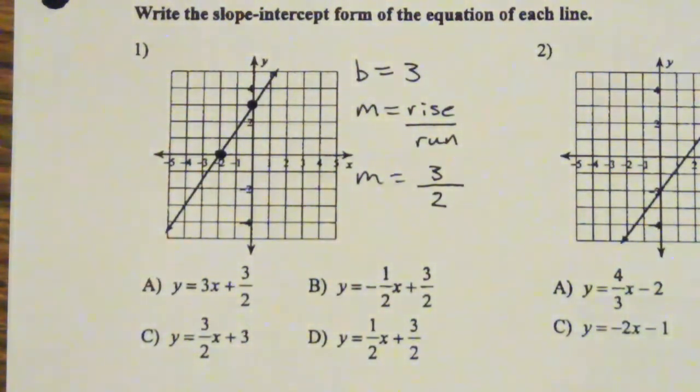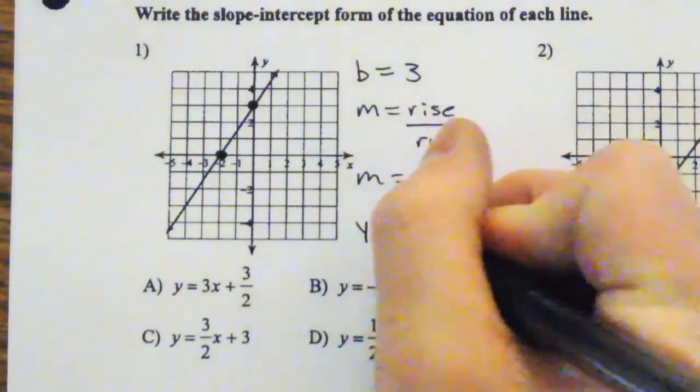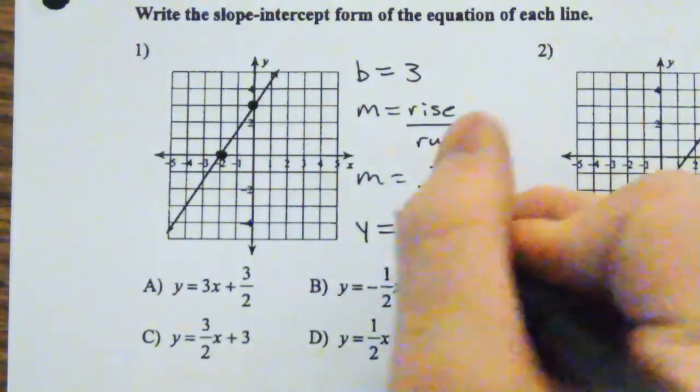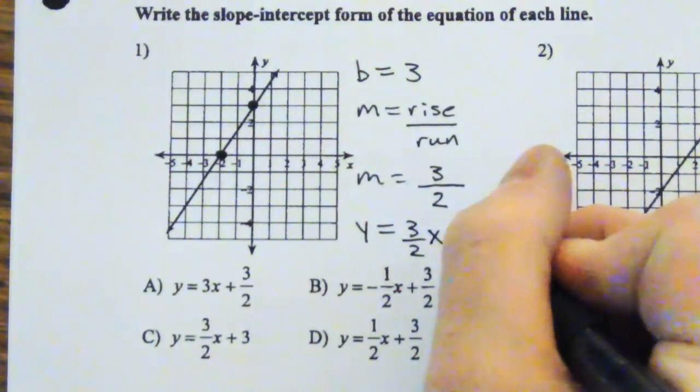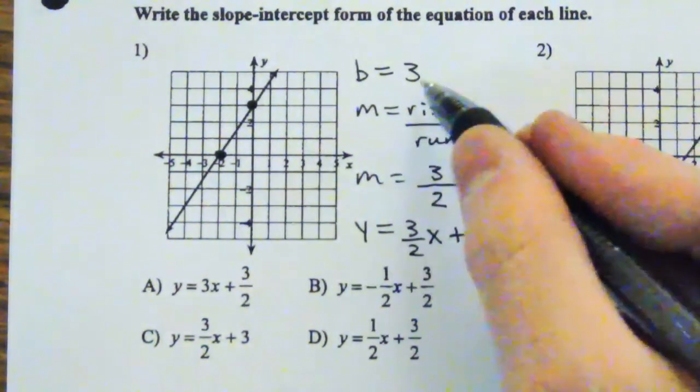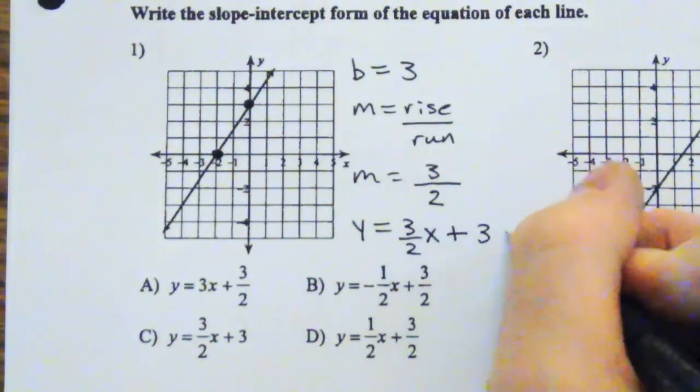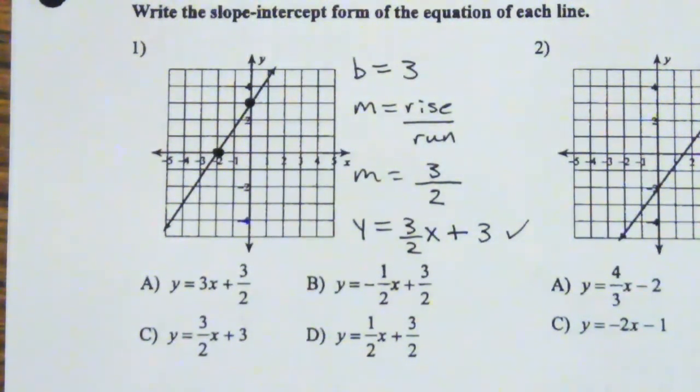The last thing that I need to do is write my answer as y equals mx plus b. So let's go ahead and do that. I'm going to write y equals mx. That's going to be 3 over 2 times x. And then I need to add my b at the end, which is 3. So that's going to be my answer. y equals 3/2 x plus 3. Which answer choice best answers this? C. So I'm going to circle C.